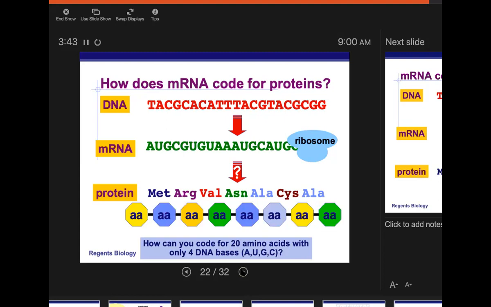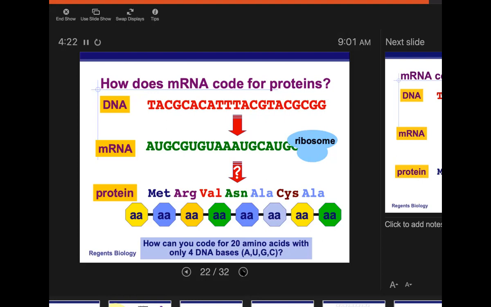Well, it turns out that if there are 20 amino acids but only 4 bases, one base cannot equal an amino acid. So, for example, if you've got 4 bases, A, U, C, and G, G cannot always equal the same amino acid because there are 20 of them. Okay? So our nucleotides are not enough.